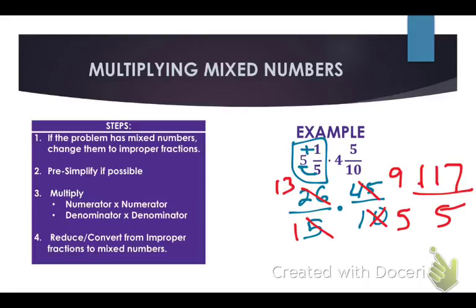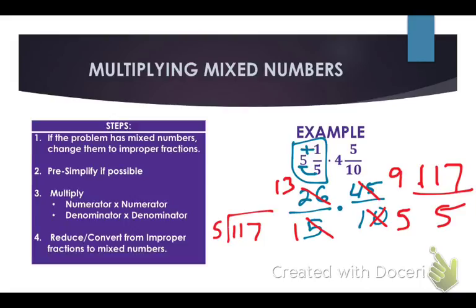Well, it says step 4, reduce it or convert it from an improper fraction to a mixed number. In this particular problem, we do need to change it from an improper fraction to a mixed number. How do we do that? Well, we divide. So we have 117, and we're going to divide that by 5.